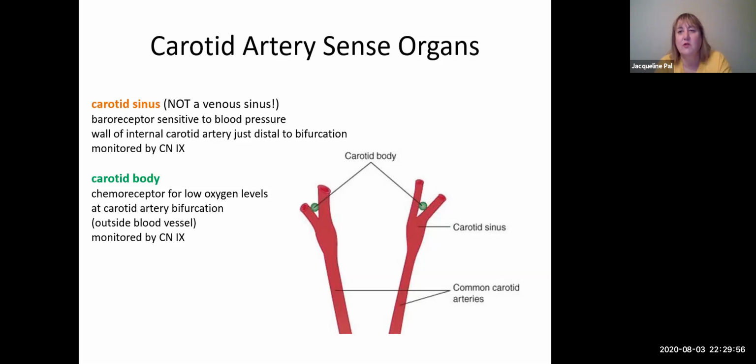And this also sends information via the glossopharyngeal nerve, because these are up here by the angle of your jaw. So don't be massaging here, because if you're massaging, then you're changing the pressure in your carotid sinus, and you can cause some severe arrhythmias and blood pressure changes. So don't be massaging and trying to feel for these things.